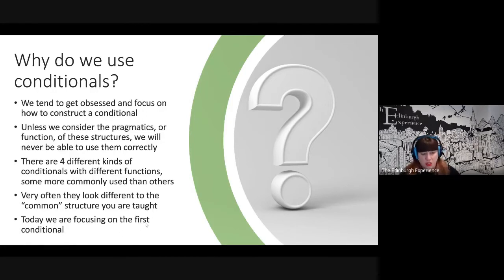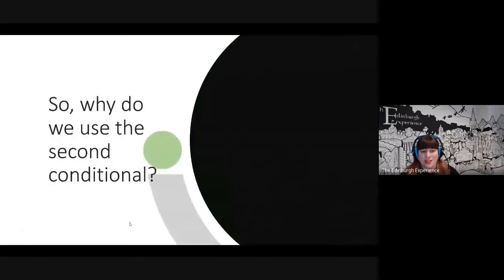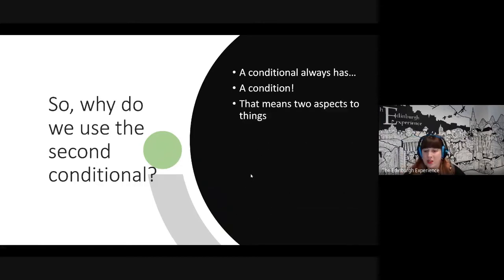Sorry, earlier I said the first conditional. Today we're focusing on the second conditional. We talked about the first conditional already. So what's the purpose of the second conditional, guys? Remember, when we have a conditional, it always has to have conditions. So you'll always have 2 aspects: a situation and a consequence to that situation.